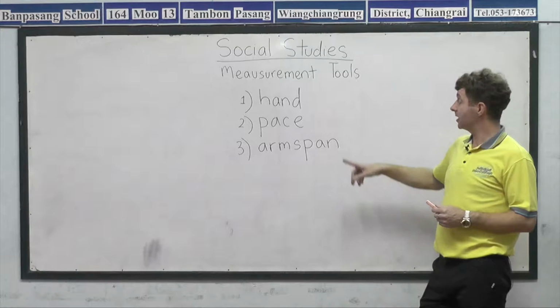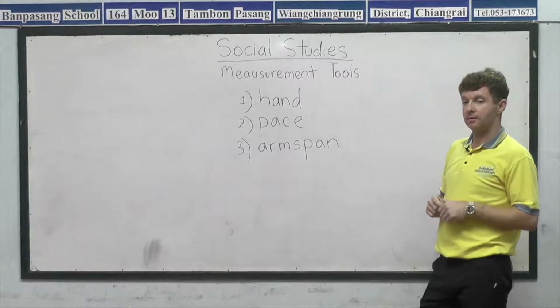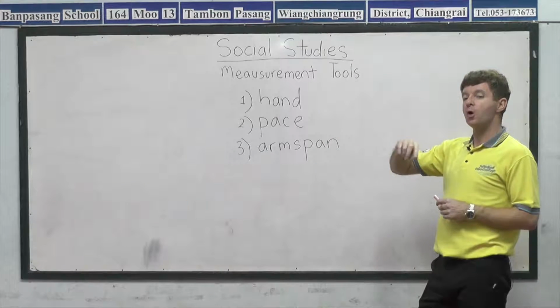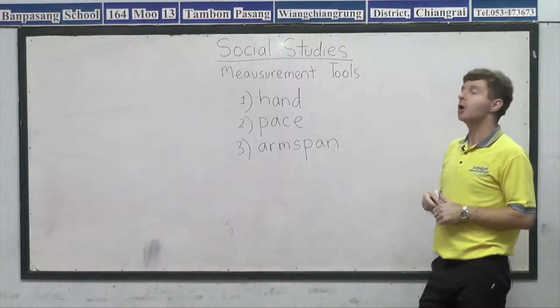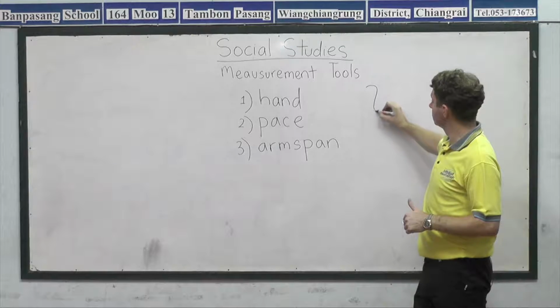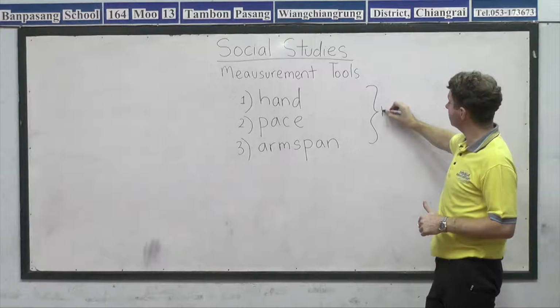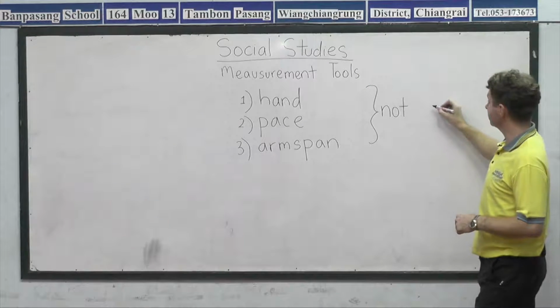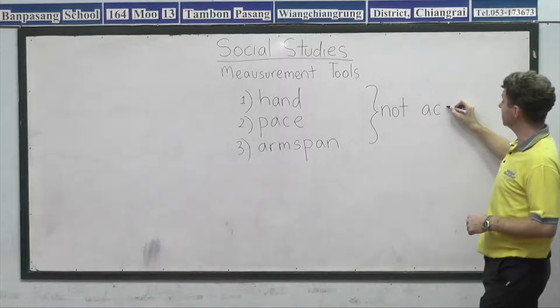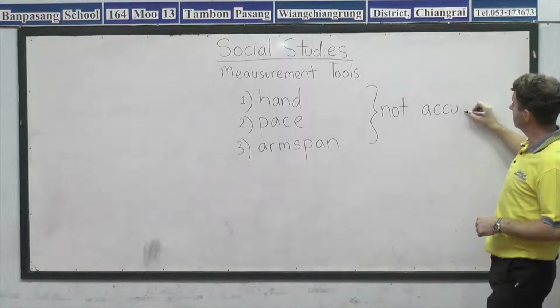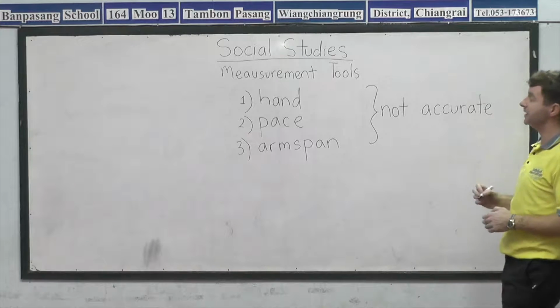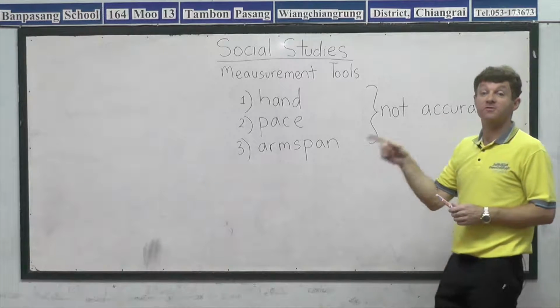pace, arm span. Are these types of measurement tools accurate or not accurate? Not accurate. Well done. We can say not accurate. N-O-T, A-C-C-U-R-A-T-E. Not accurate.